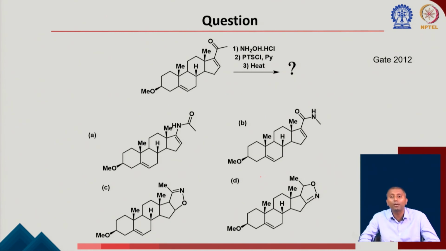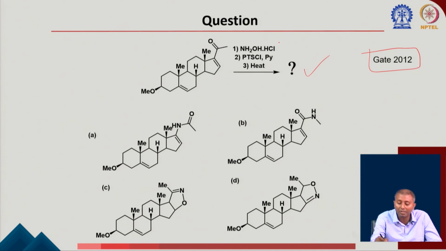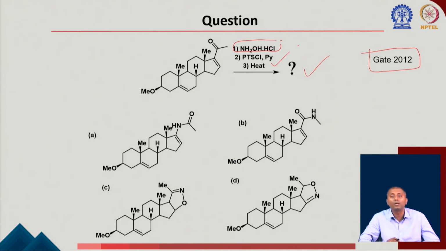Now I am going to talk about some of the questions here. GATE 2012, you can see this question here. This is a question about the Beckmann rearrangement. You can clearly see we are giving the oxime first. So we are giving hydroxylamine to form the oxime, and then there is para-toluenesulfonyl chloride here. So what is going to happen here?